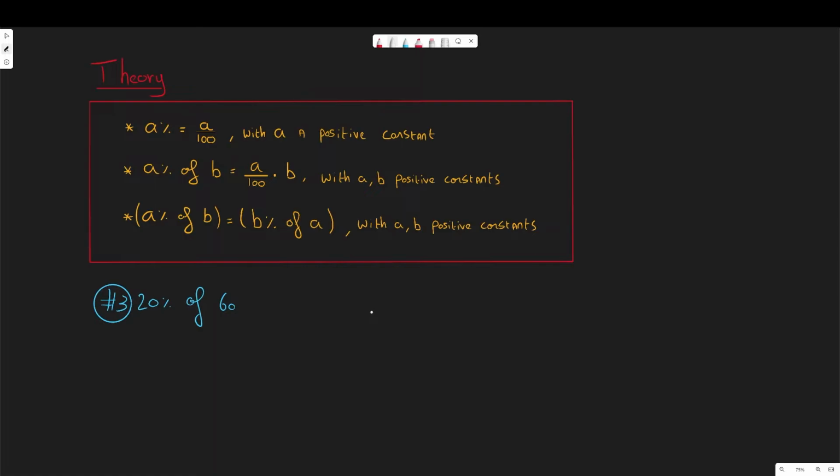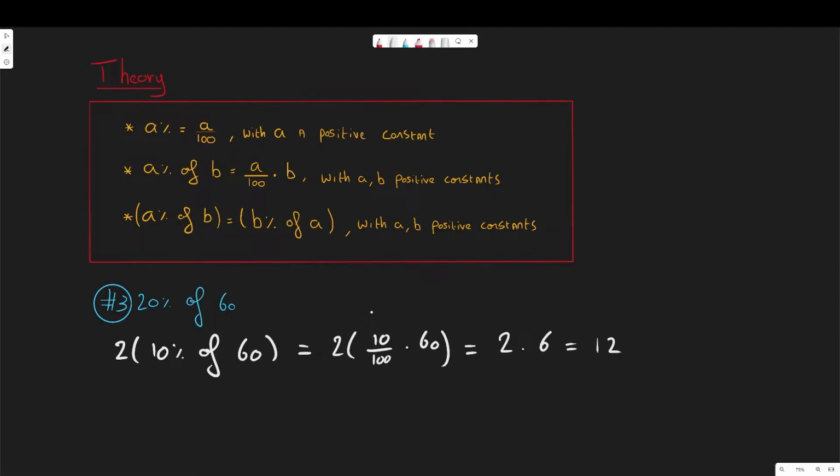Just like the previous question, we can say that 20% of 60 is 2 times 10% of 60. Because 10% out of something is really easy. Because it's just dividing by 10. So that's why I always like to write something down in terms of 10%. So 2 times 10% of 60 we can write down as 2 times 10 out of 100 times 60. And we already calculated it. So 10% out of 60 is just 6. So 2 times 6 is 12.